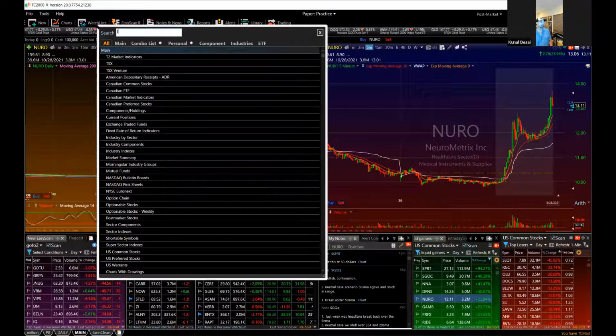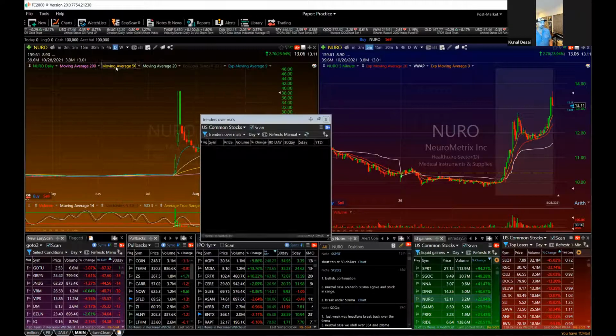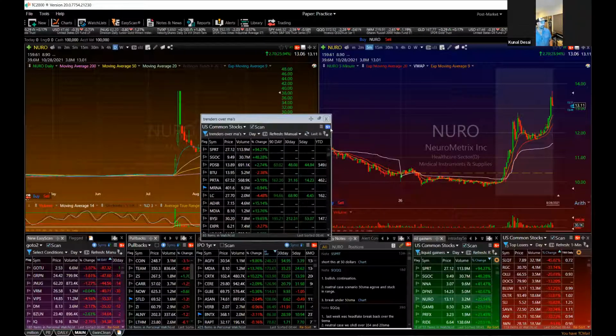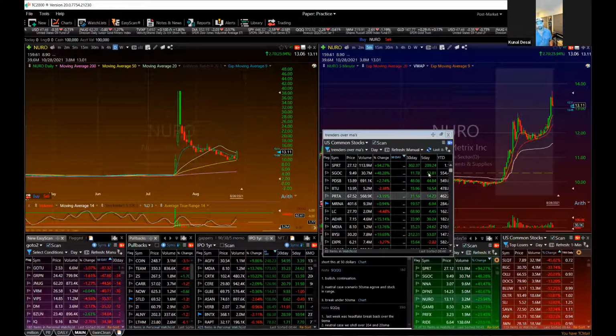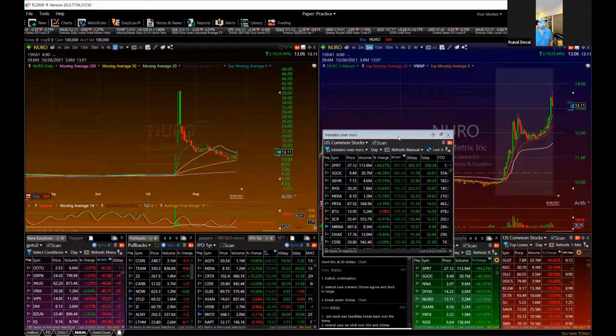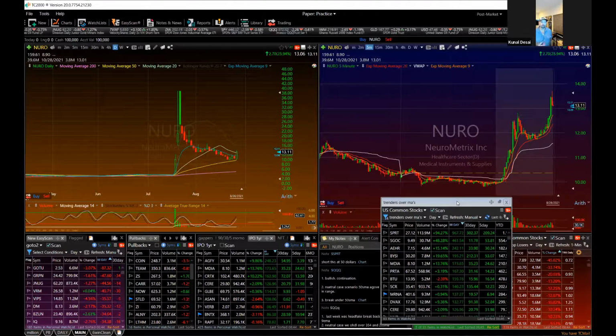Beyond that, like I was showing you, this trender over MAs is a great scan if you're a swing trader, because it's going to show you, and you can filter it in different ways, stocks that are essentially trending. Why is that important? As traders, our business is to be in the best stocks, and beyond that, we want to be in stocks that are trending, that are flying.